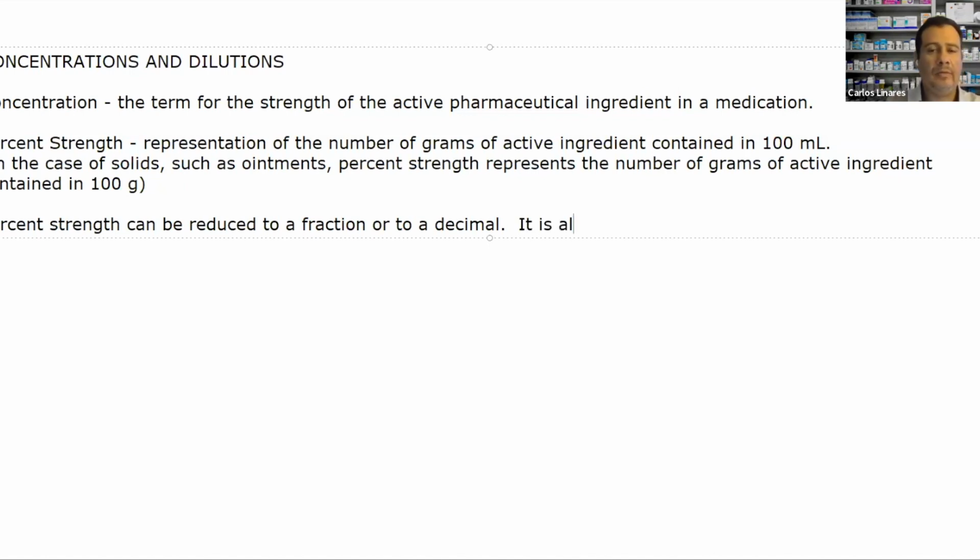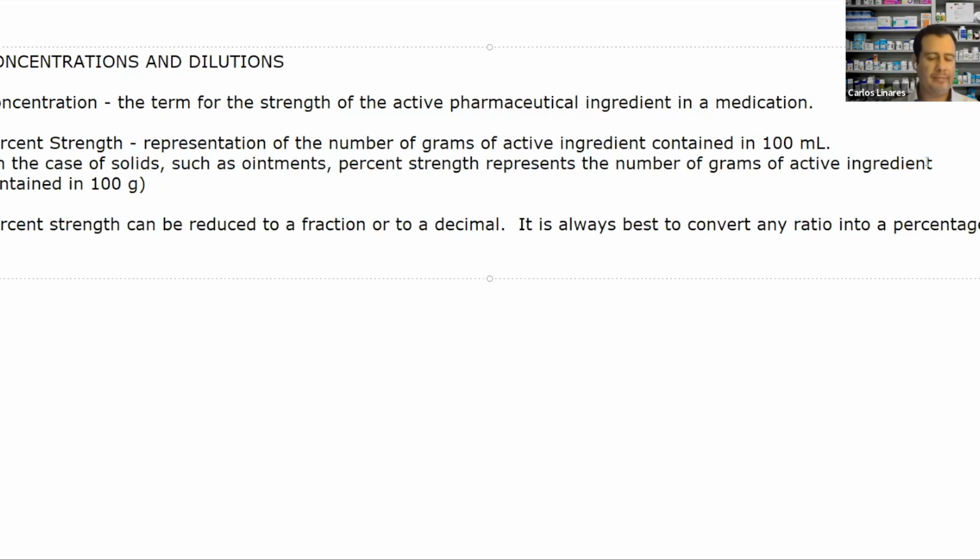It is always best to convert any ratio into a percentage. And we've done that on the basic portion of math. There are three types of concentration problems. Okay, there's three types of concentration problems.